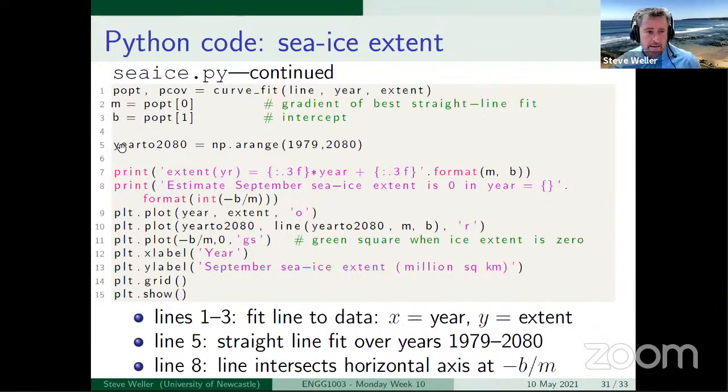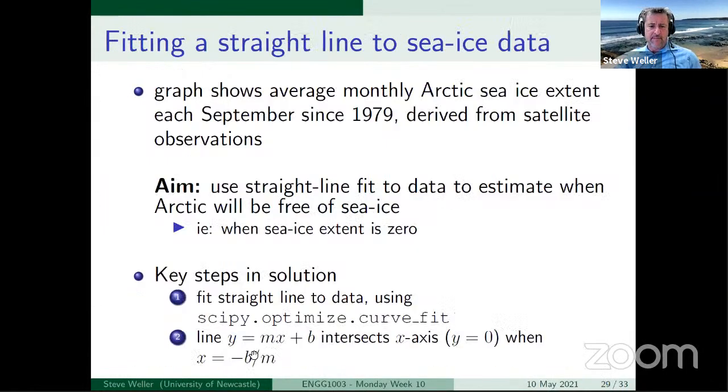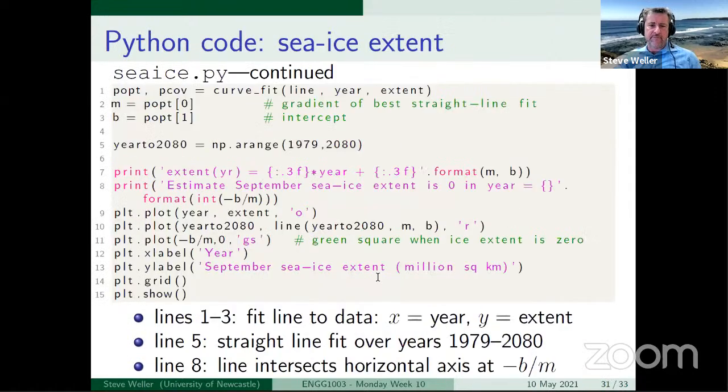I've done a little bit of the work here in order to produce a nicer looking graph. So line 5 is the year we'd like to plot the forecast sea ice, and I've chosen an endpoint of the year 2079, 1 year before this second argument to this arange function. So we're going to actually plot out the forecast sea ice from 100 years out from when the first satellite mission flew in 1979. And if you look inside the format statement, we've got the number minus B on M. Minus B on M is the intercept of that straight line with the horizontal axis.